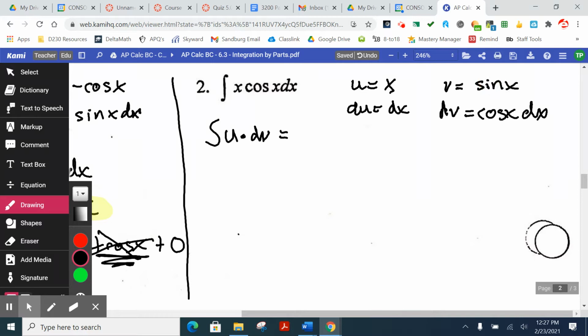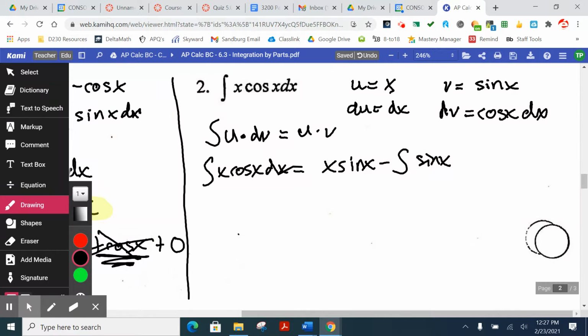The formula then tells you to do u times v. So when we now go to set this problem up, the antiderivative of x times cosine of x should equal u times v. So here's your u, it's x. Our v is sine of x, minus the integration of v du. So here's your v. And then our du, I should have written that out here. So v du. So our v was sine of x. Our du is just the dx.